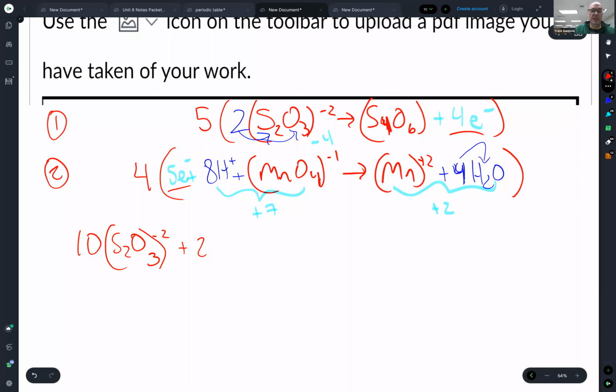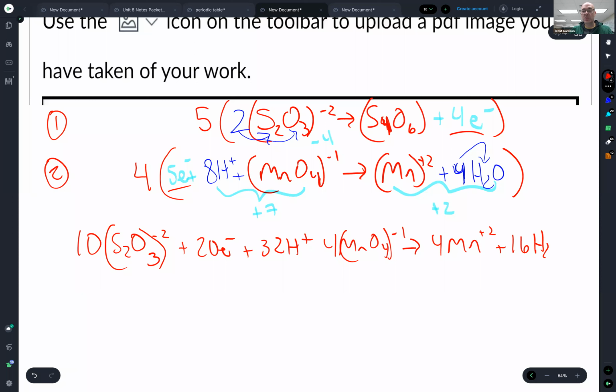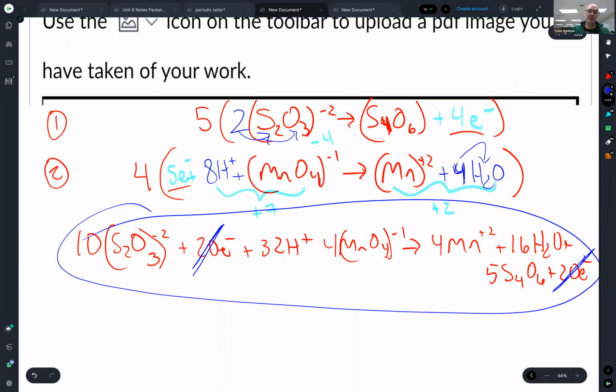20 electrons. I'm going to have 32 hydrogens. I'm going to have 4 MnO4 minus 1s. I'm going to have 4 Mn plus 2s. I'm going to have 16 waters. I'm going to have 5 S4O6s and 20 electrons. The last step is to cancel out common terms. The only common terms you're going to have are the electrons. This is your final answer then.